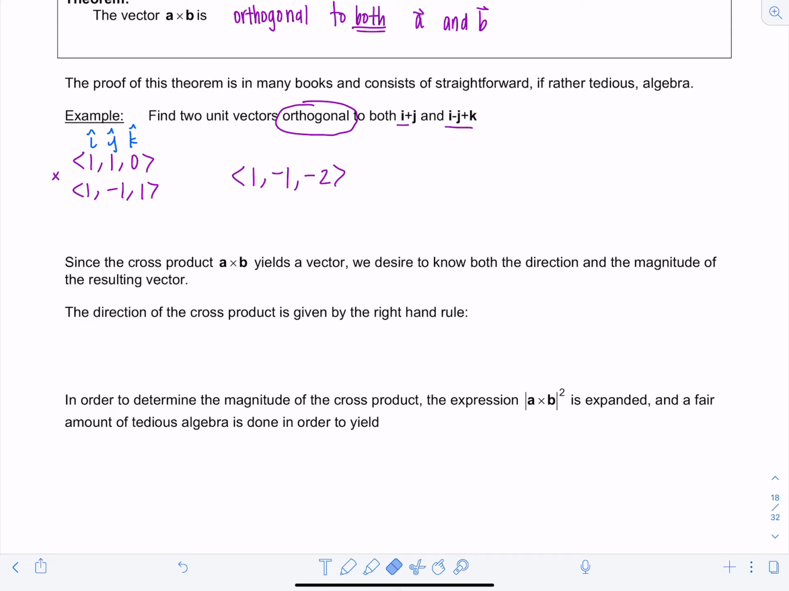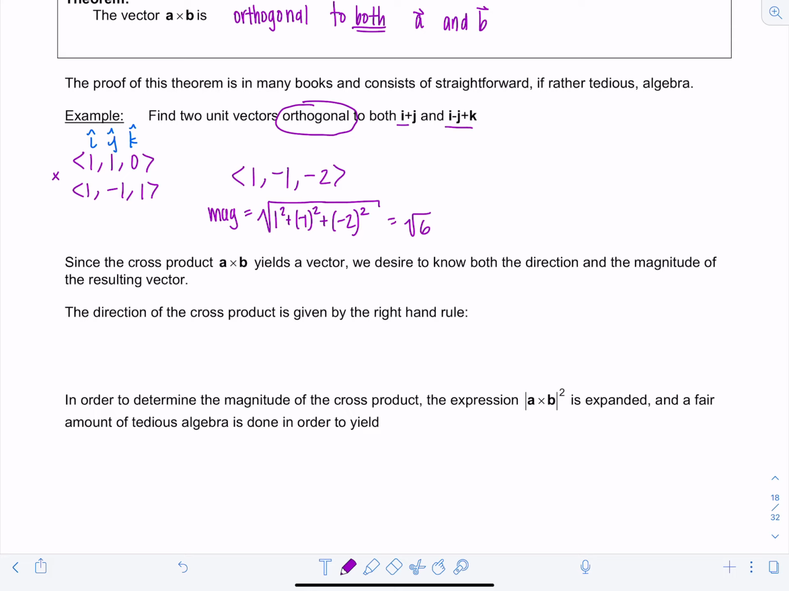So I know this vector is mutually orthogonal to each of the originals. However, the problem's asking for two unit vectors. So how can I make this a unit vector? Well, I need to divide by its magnitude. So what's the magnitude of this vector? It's going to be the square root of 1 squared plus negative 1 squared plus negative 2 squared. So the magnitude is root 6.